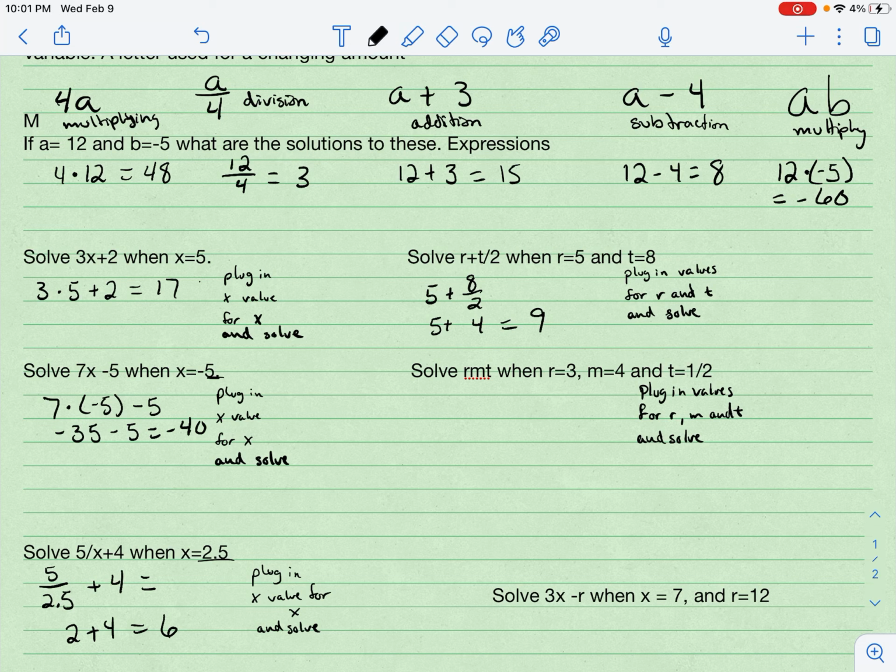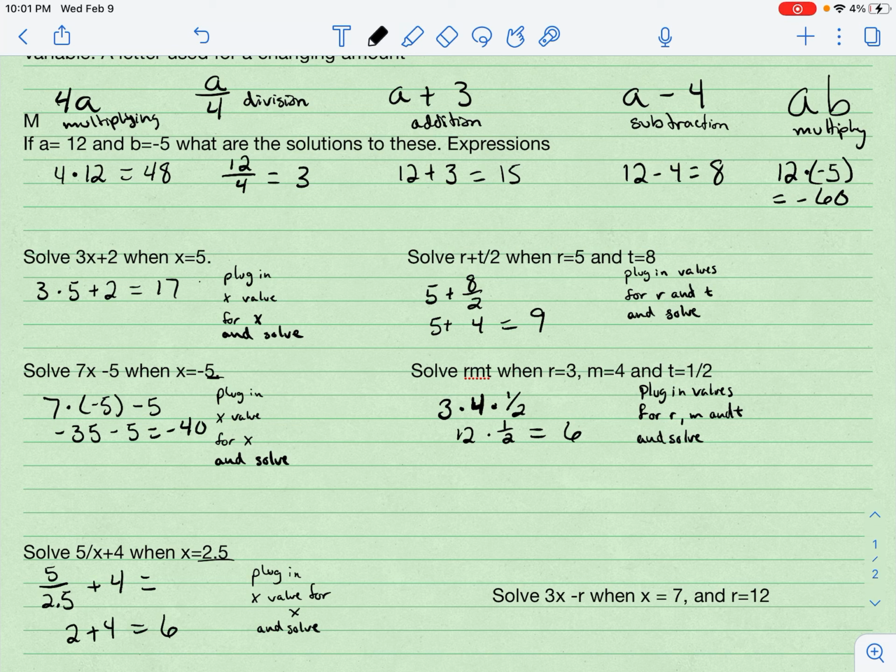Okay, this next one, there's 3 variables. Notice they're all butted up against each other. That means it's r times m times t. And now all we're going to do is replace the r with 3, the m with 4, and the t with 1/2. So 3 times 4 is 12, and 12 times 1/2 equals 6.